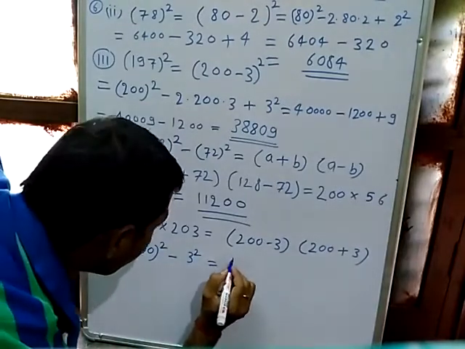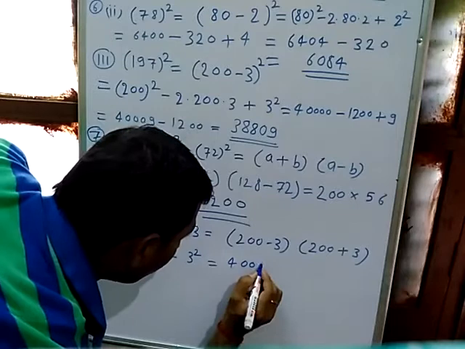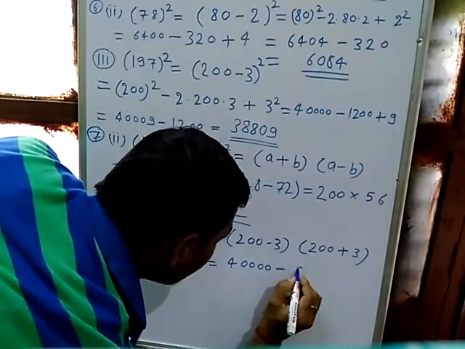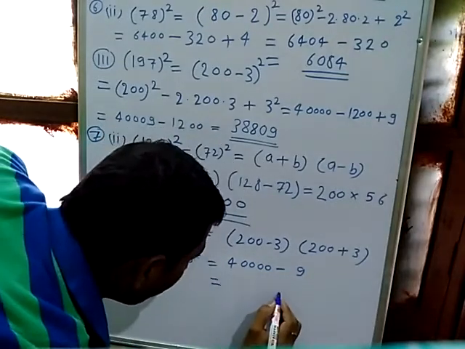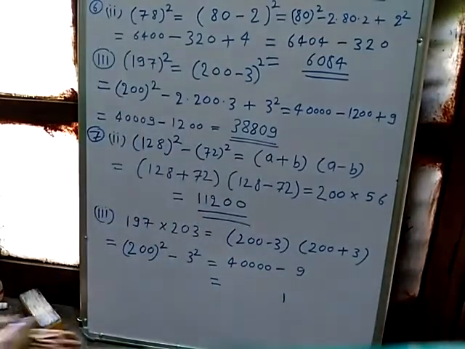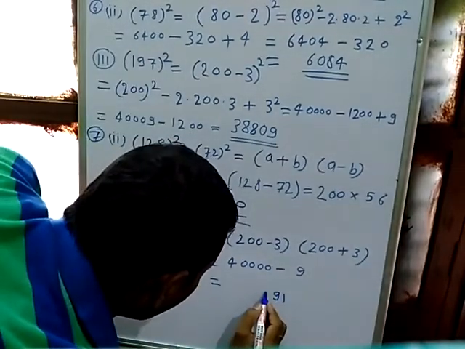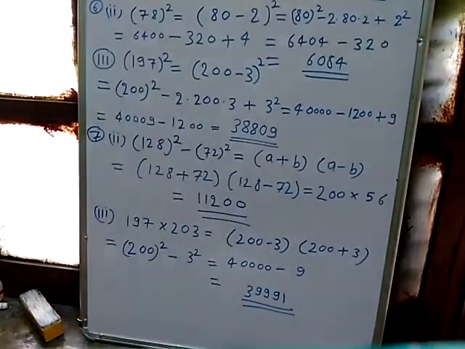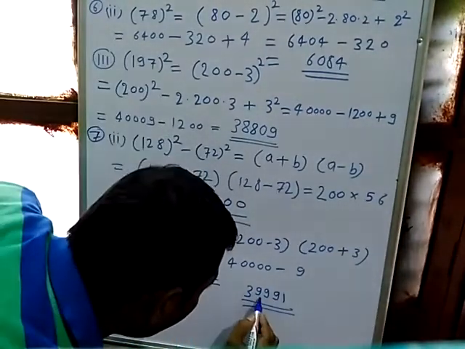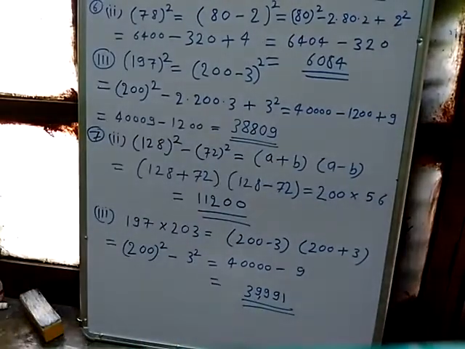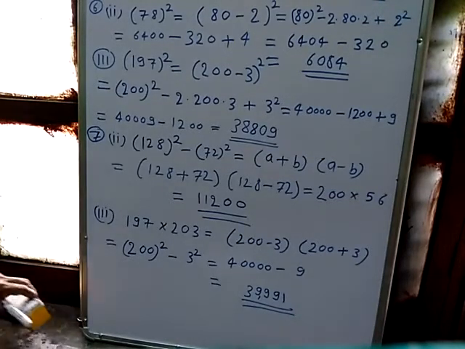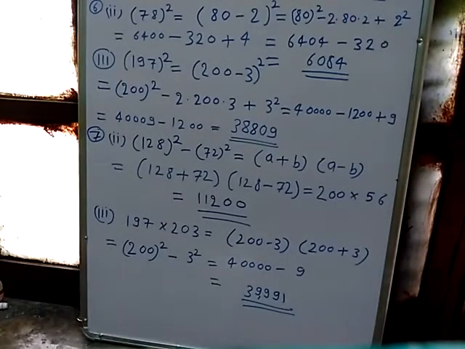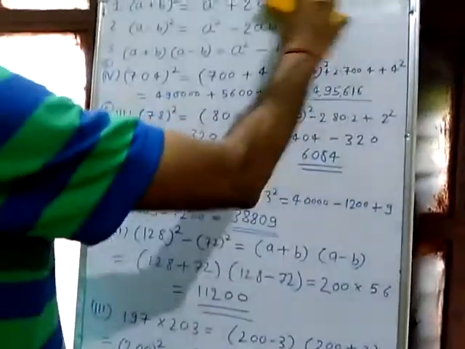200 square is 40,000, minus 9. Solve it, how much will you get? 39,991 is the answer of this question. Okay, is it clear? Next I will explain question number 7, its fourth part.